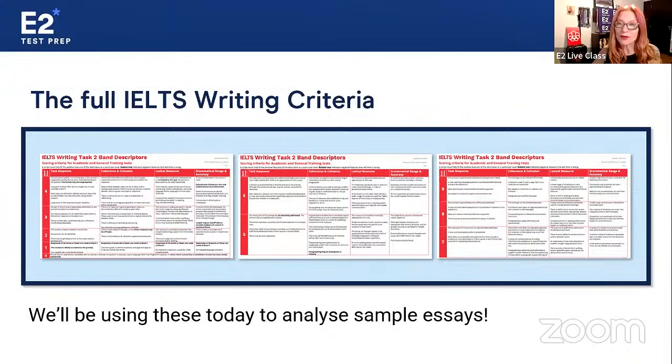All of the analysis today will be done using the new writing criteria.